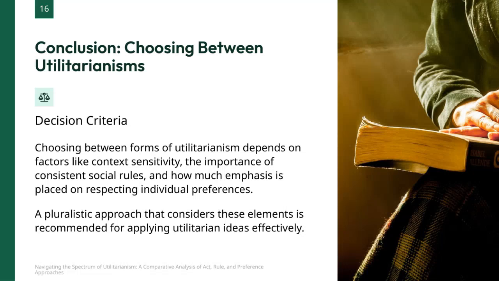When deciding between different forms of utilitarianism, it's important to weigh several key factors. First, consider how sensitive you need to be to the specific context of each situation. Next, think about how crucial it is to maintain consistent social rules that everyone follows. Finally, take into account the importance of respecting individual preferences and values. By balancing these elements thoughtfully, we can adopt a pluralistic approach that makes the application of utilitarian principles both practical and fair. This way, we ensure that our ethical decisions are well-rounded and responsive to real-world complexities.